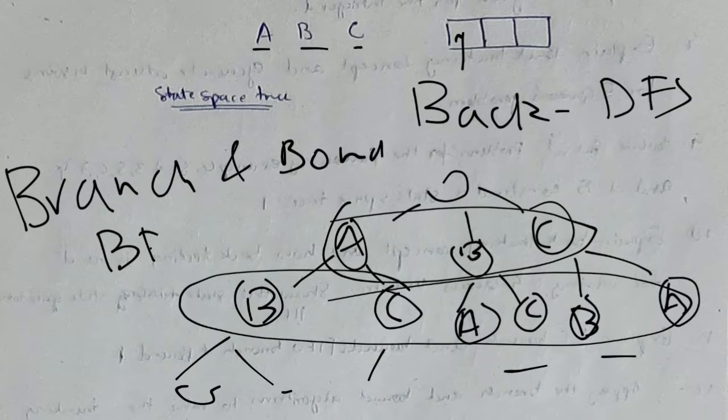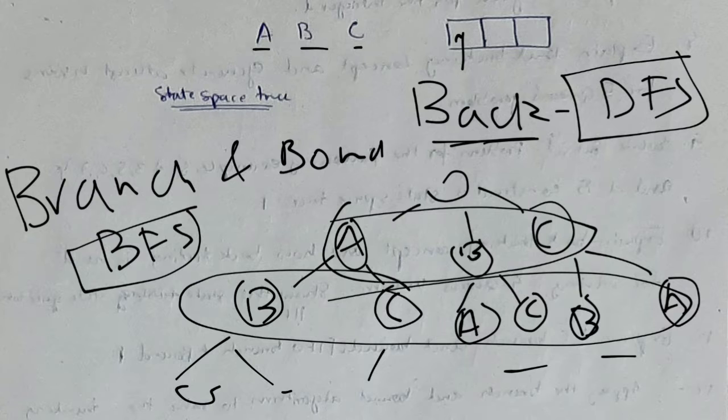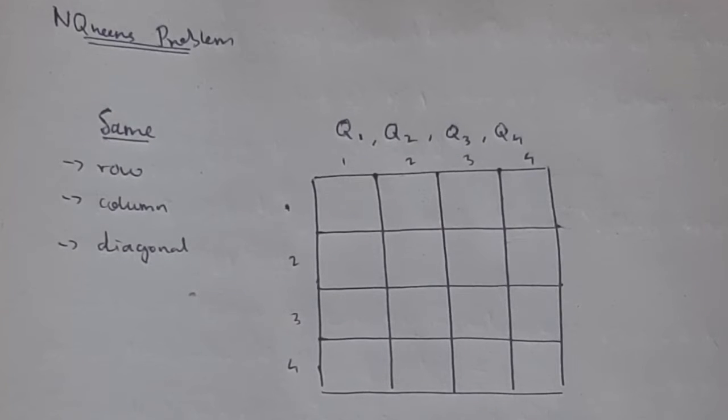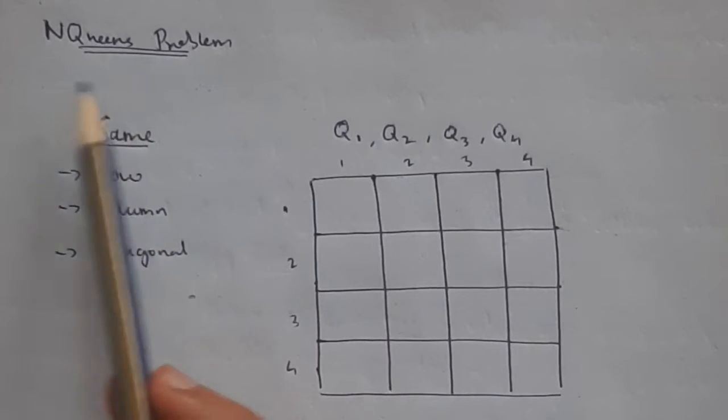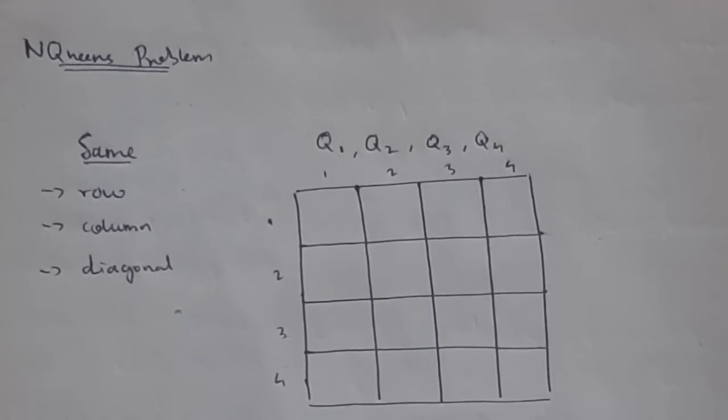And remember, branch and bound uses BFS, and backtracking uses DFS. All right, this is the second question, which is the N-Queens problem. So using backtracking, how can you solve the N-Queens problem?